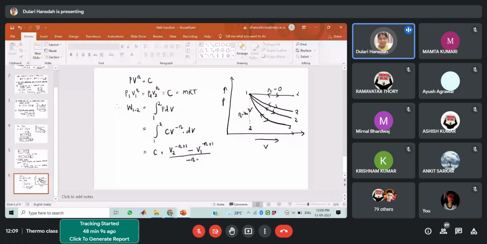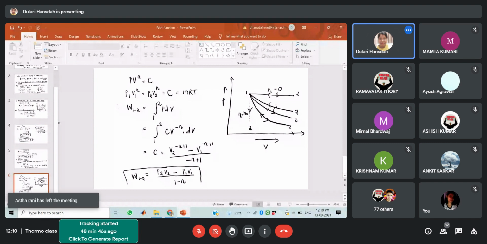So this C will be constant. If I multiply here, then it will give you P2 V2 minus P1 V1 upon 1 minus n. Then for the polytropic process, the work transfer will be equal to W12 is equal to P2 V2 minus P1 V1 upon 1 minus n. This one also we can write like this: W12 is equal to mR (T2 minus T1) upon 1 minus n. So this is your work transfer in the polytropic process.